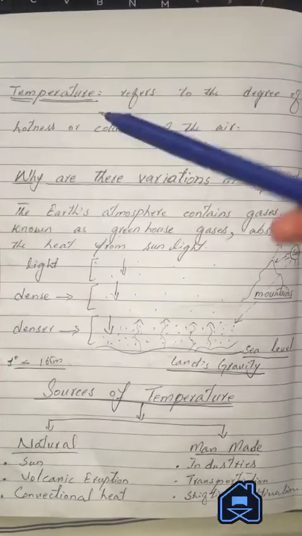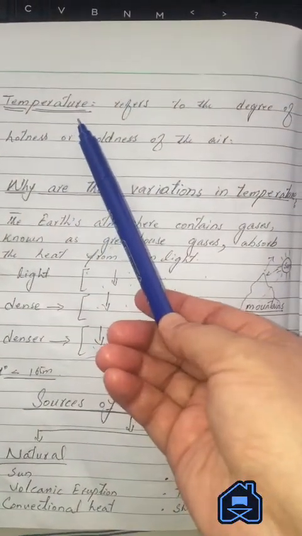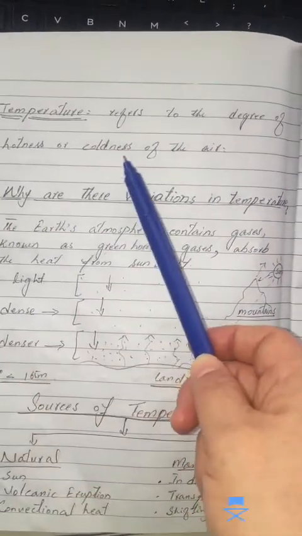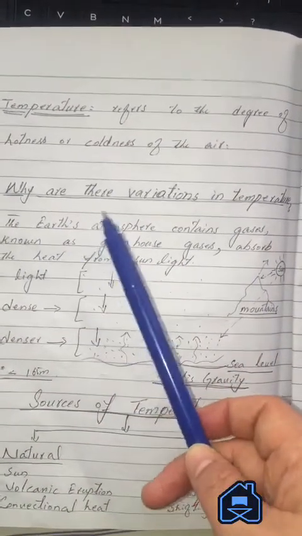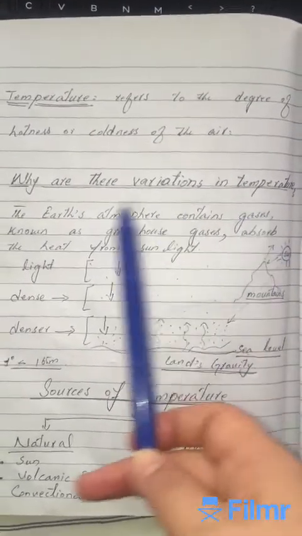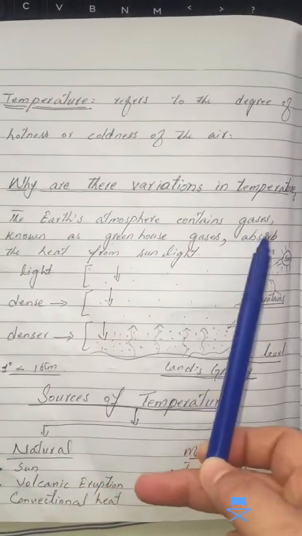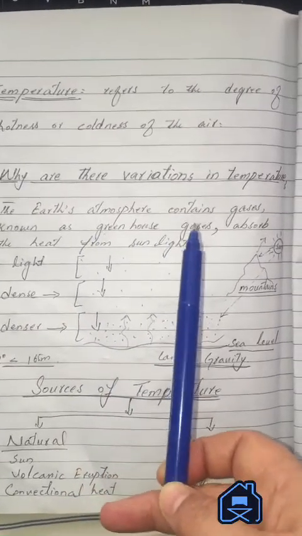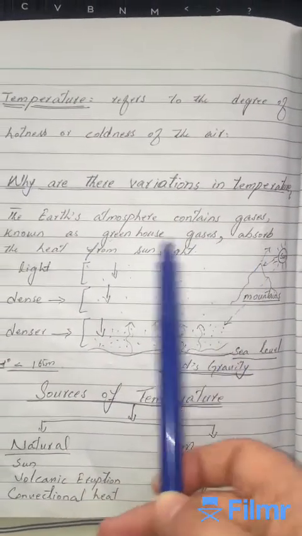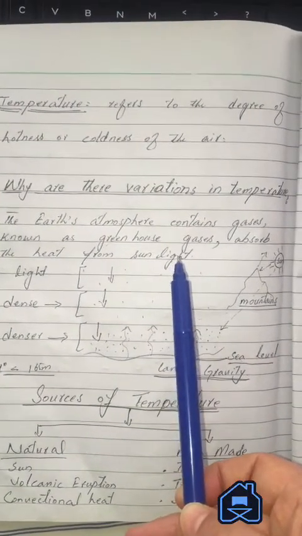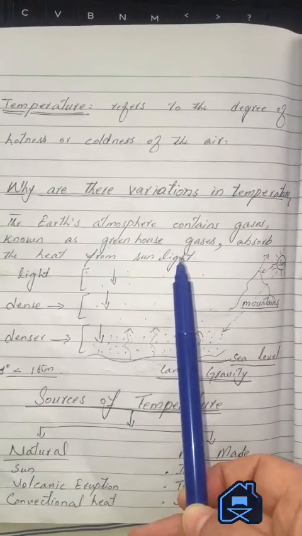Today, students, we are going to learn about temperature. Temperature refers to the degree of hotness or coldness of the air. So, why is there variation in the temperature? The Earth's atmosphere contains gases known as greenhouse gases. These greenhouse gases absorb the heat from the sunlight. So that's why we feel different variations.